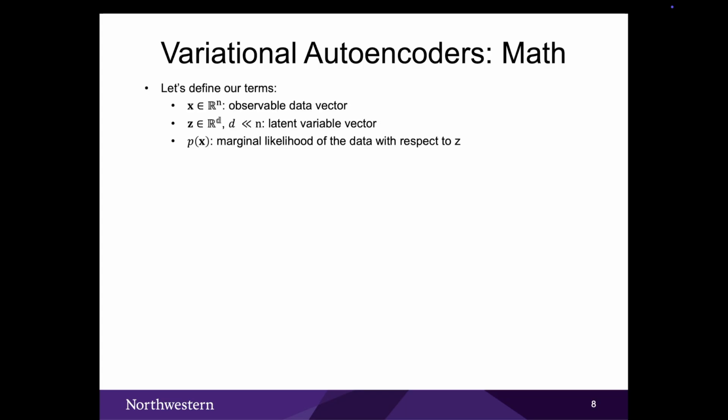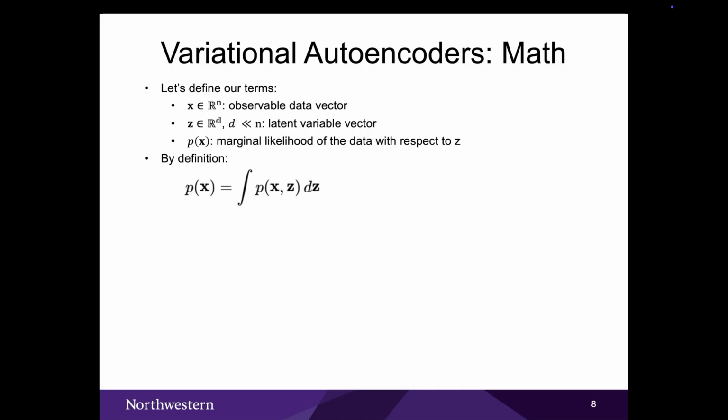So first, let's define our terms. X is our observed data vector in n-dimensional space. Z is our latent variable vector in d-dimensional latent space, where d is much smaller than n, capturing the compressed representation. And p(x) is the marginal likelihood of the data with respect to z. The goal of any generative model is to form a good model of this data generating distribution p(x). And by the definition of this marginal probability, we get this integral.